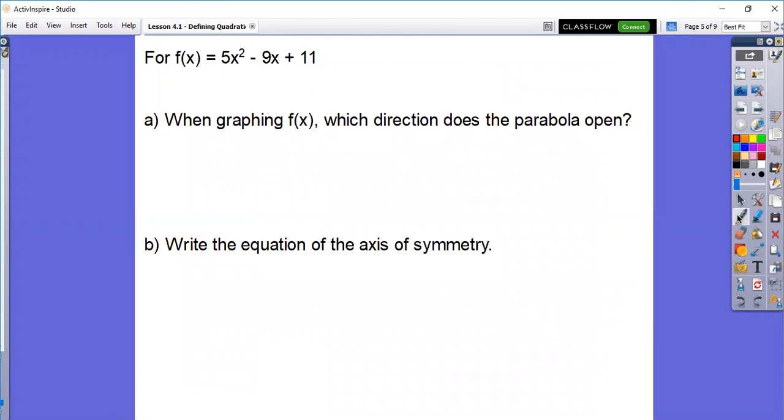All right, so really quickly, we're going to run through this problem. Like I said, we're going to have some short examples. Really quickly, we're going to look at this one. Which direction does the parabola open? This is positive, so it opens up. Because the a value here is positive 5, this parabola will open up.